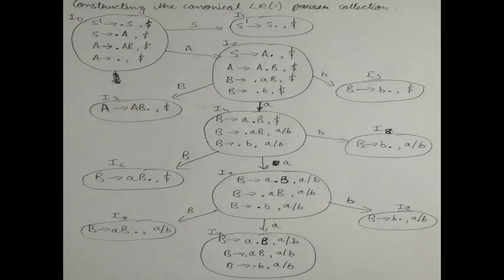Similarly we construct the whole canonical LR1 collection. Have a close look at this diagram and analyze the canonical collection. We see that the canonical collection is the same as we did for the last example.